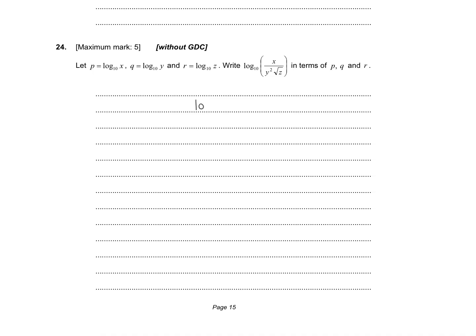Same thing here. Log base 10 x minus log y squared, also minus log z to the 1/2, because we're also dividing by z. So this is p, and then the 2 will fall back, and log y is q, and the 1/2 will fall back, and log z is r.